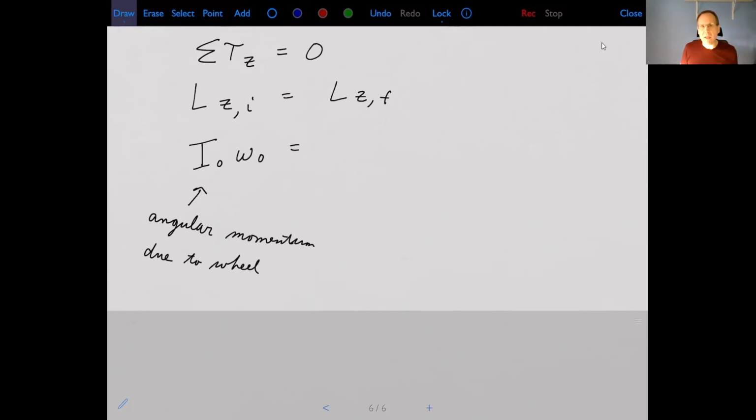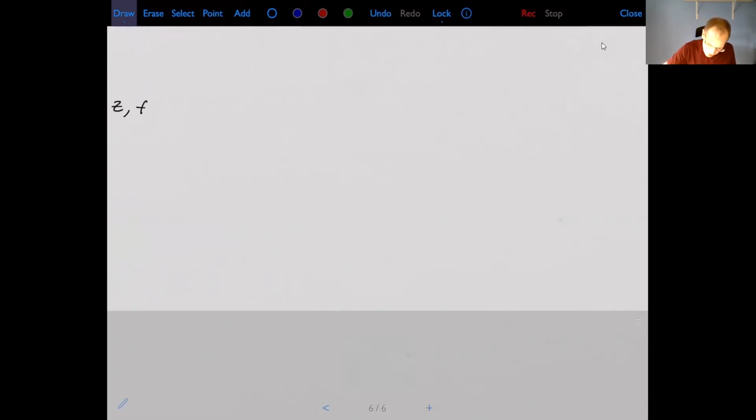And then after the person rotates the wheel through some angle theta, it might be easier to draw. Here, let me draw this out a little bit. So this is before they rotate, and then after they rotate the wheel.